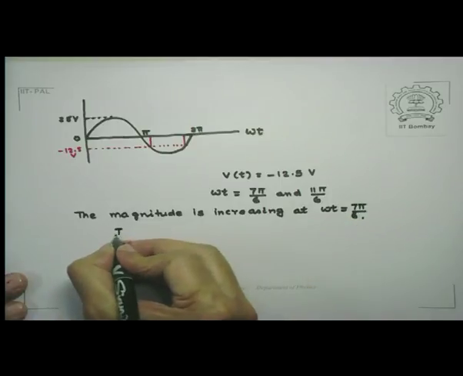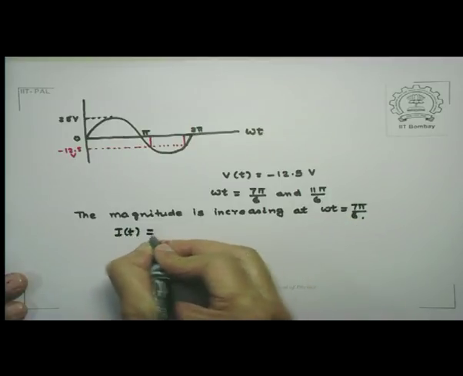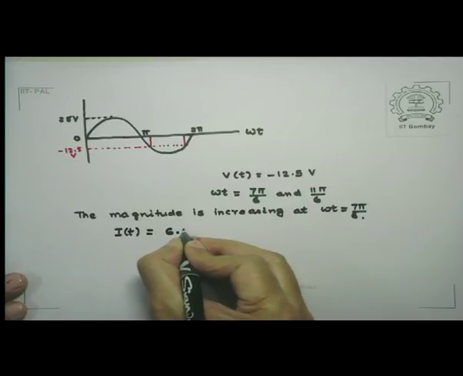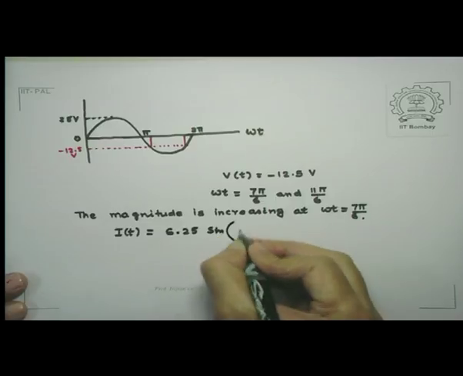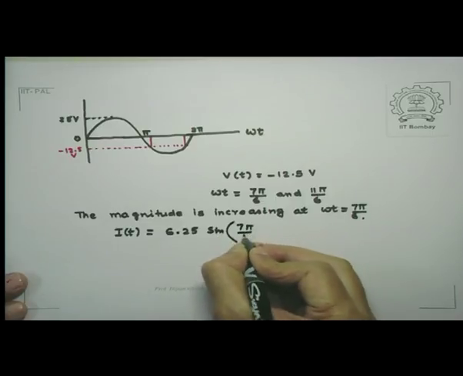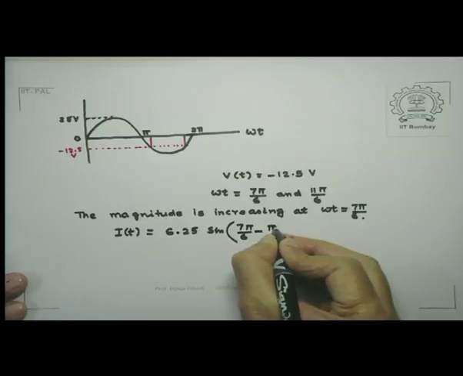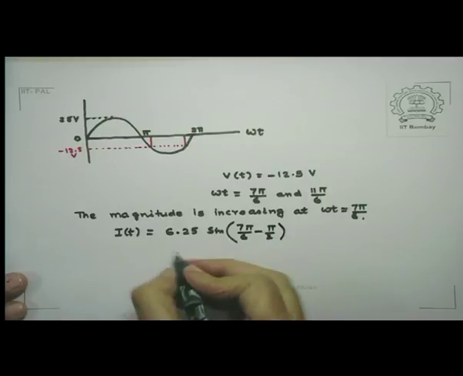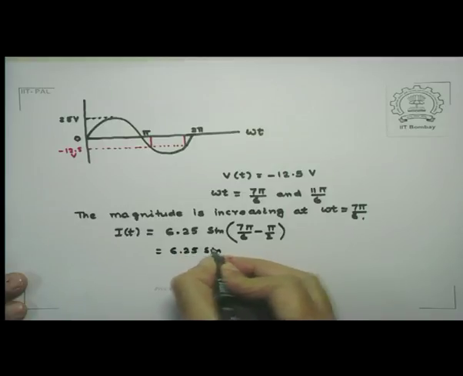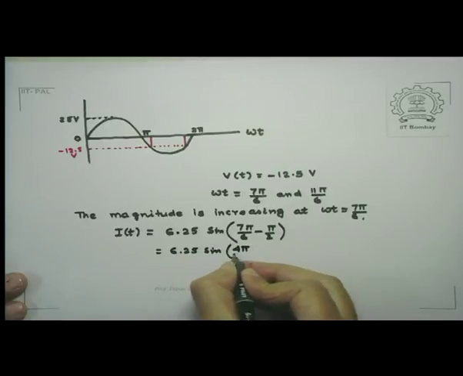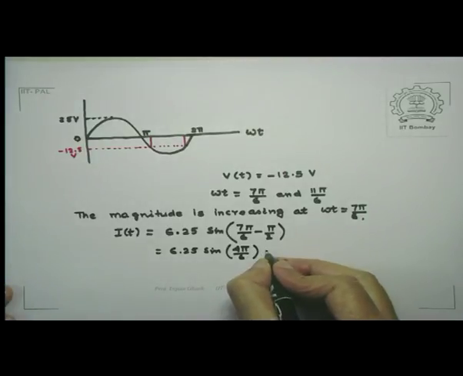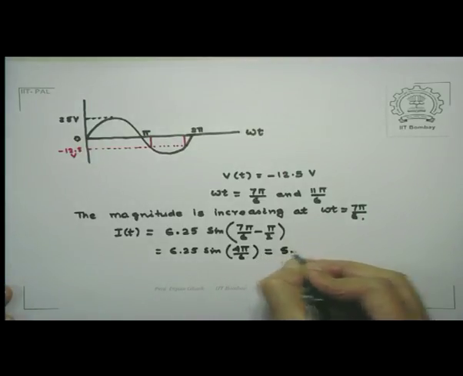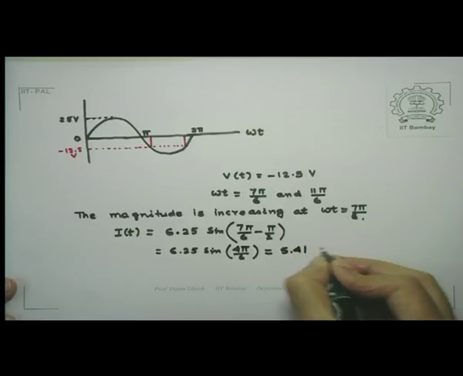So my current I is then given by the maximum amplitude of the current, 6.25, times sine of 7 pi by 6 minus pi by 2, that is because of the lag, which is equal to 6.25 sine of 4 pi by 6. Sine of 4 pi by 6 is square root of 3 by 2, and if you calculate this, it will give you 5.41 milliamps.